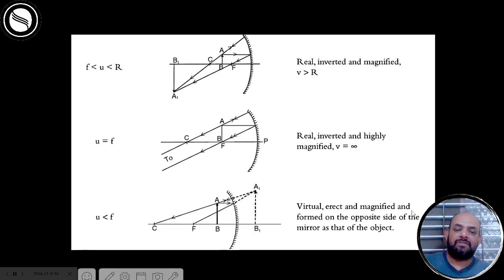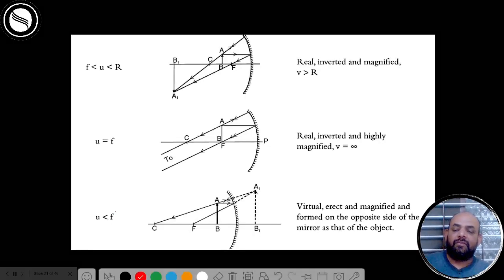Now three more situations we have. Fourth situation: now slowly we are shifting the object towards the mirror. In the first case it was at infinity, then between infinity and center, then at the center, and now between center and pole. When you place the object, again the first ray is always parallel to the principal axis, which will pass through the focus. First ray we got like this.